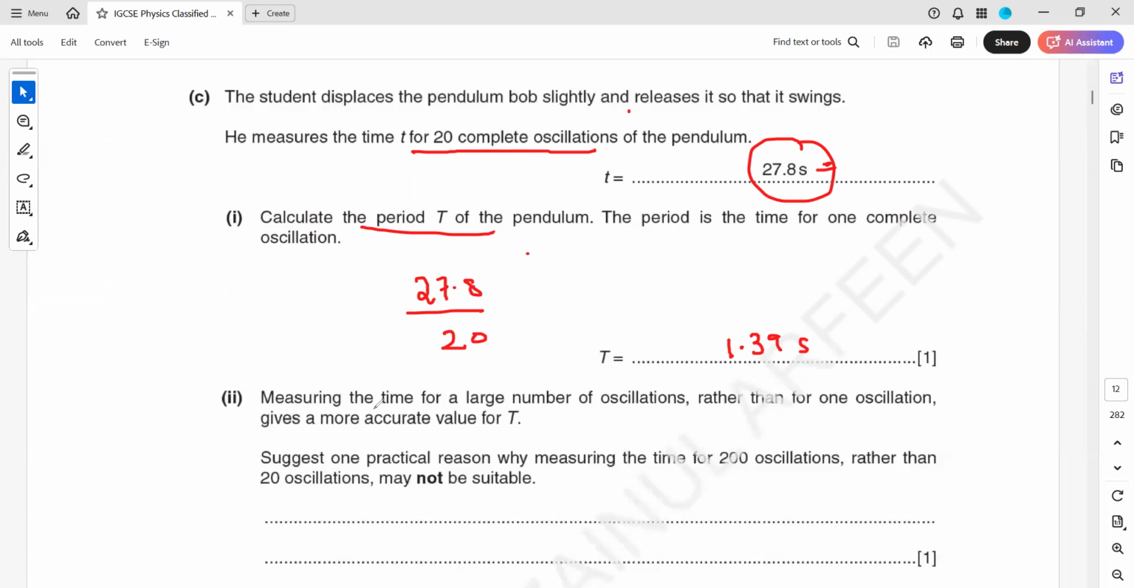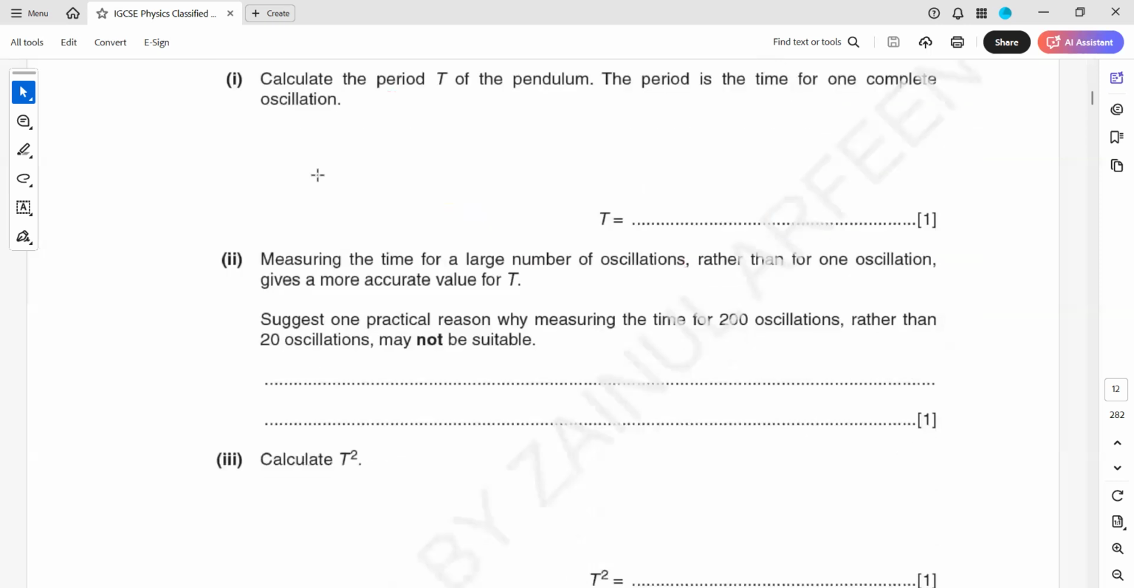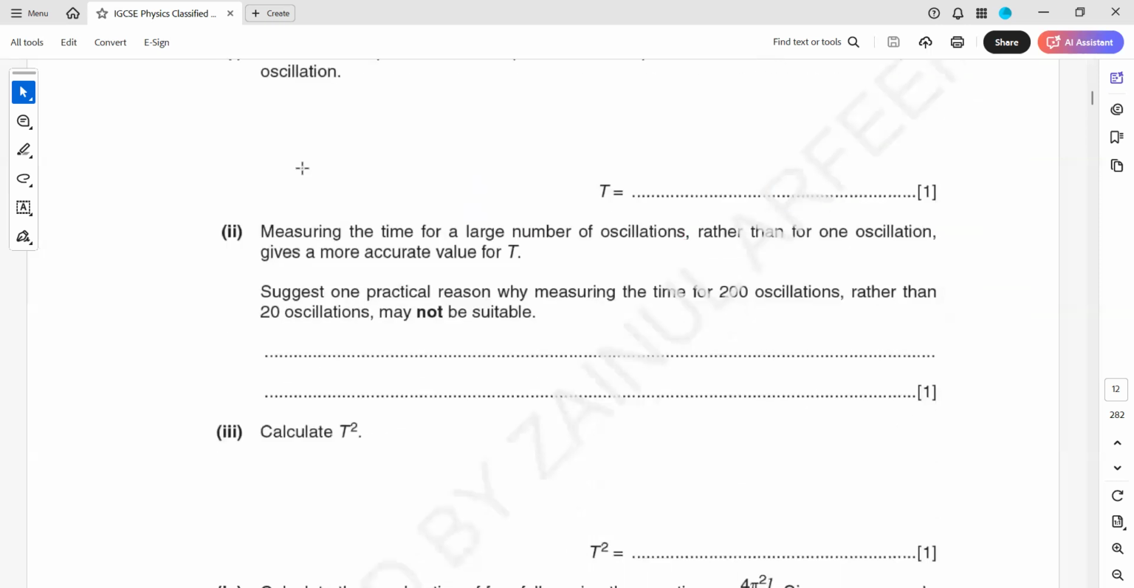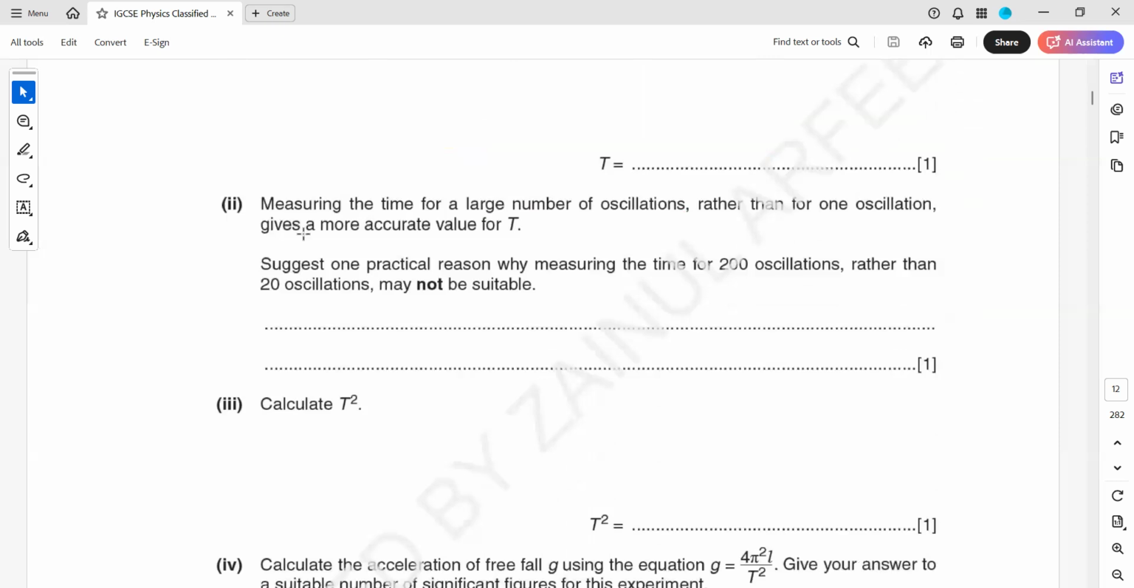The next point is that measuring the time for a large number of oscillations rather than one is more accurate. As we just discussed, if you record the time for 20 oscillations, it will be more accurate as compared to the time for one oscillation. The question is: suggest one practical reason why measuring the time for 200 oscillations rather than 20 oscillations may not be suitable. It requires more time.